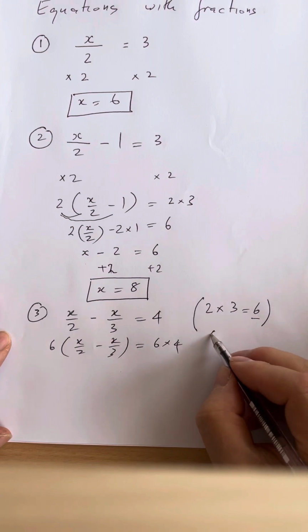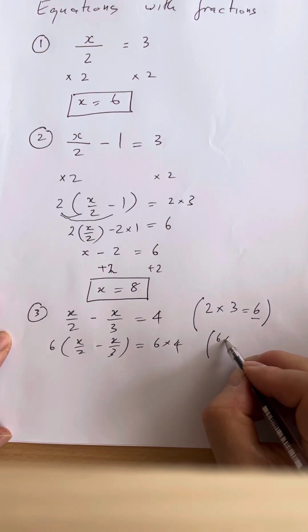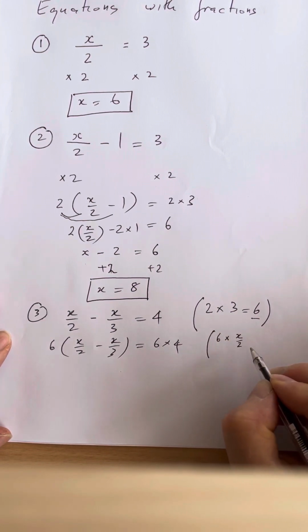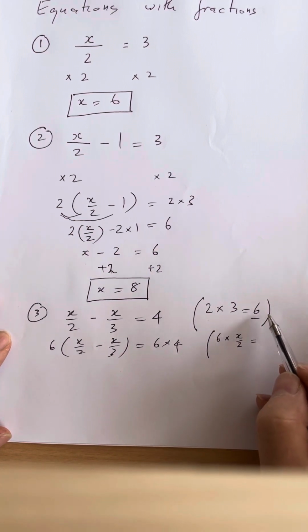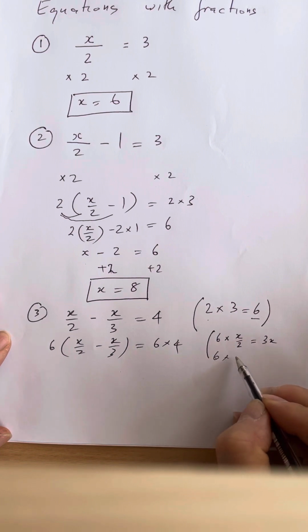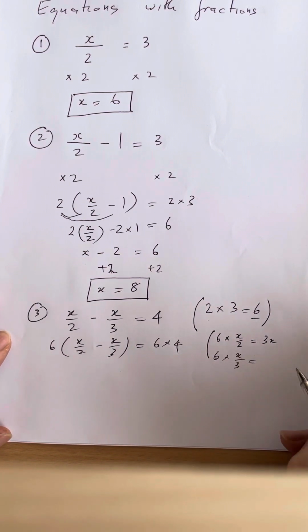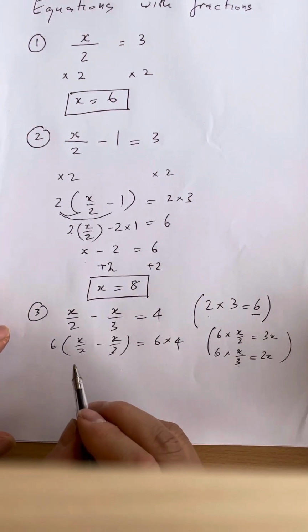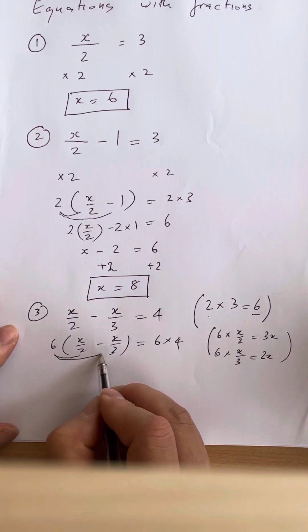Now just to note here, 6 times x on 2, well, you know that 2 times 3 is 6, so 6 divided by 2 is going to be 3. And then 6 times x on 3, well, that means 6 divided by 3 times x is going to be 2x. That's how that works. So you expand it in here and you expand it in there.